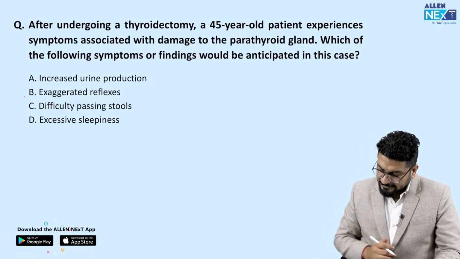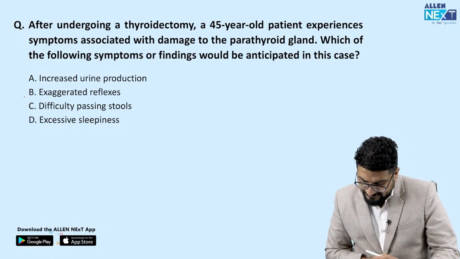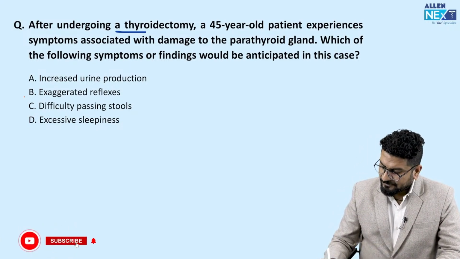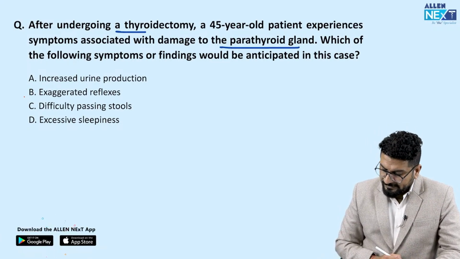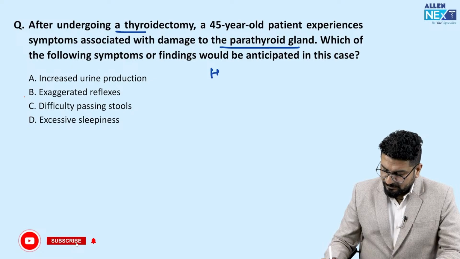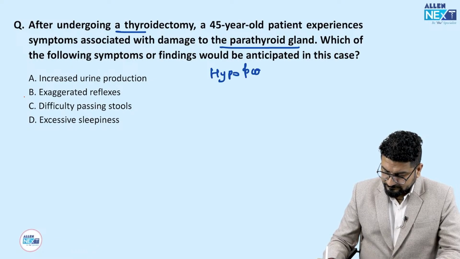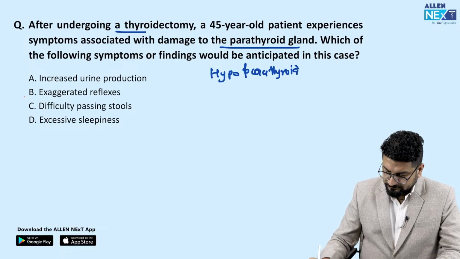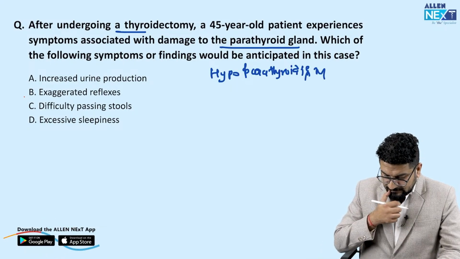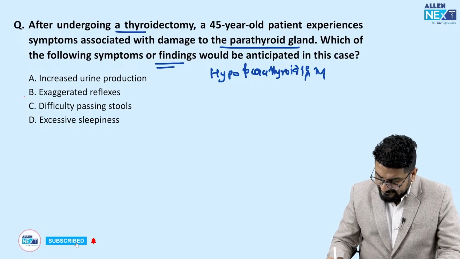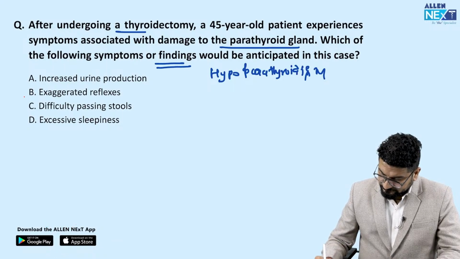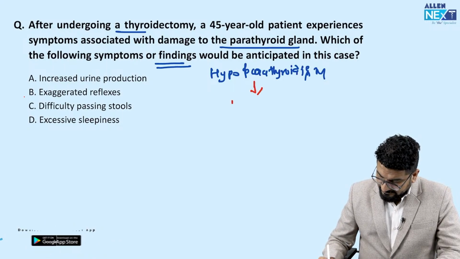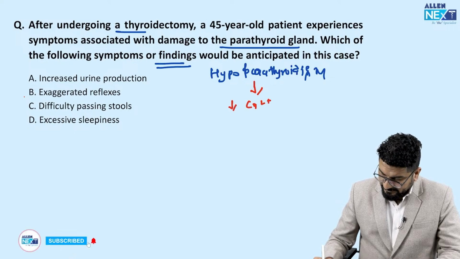Okay, after undergoing a thyroidectomy, a 45-year-old patient experiences symptoms associated with damage to the parathyroid gland. It means you are doing thyroidectomy, and you have accidentally also removed the parathyroid. Which symptom or finding will be anticipated in this case? Basically, the patient is developing hypoparathyroidism. Understand this, what finding you will be anticipating, that is what they're asking. Because of low PTH, the patient will develop low calcium. So the patient will develop hypocalcemia.